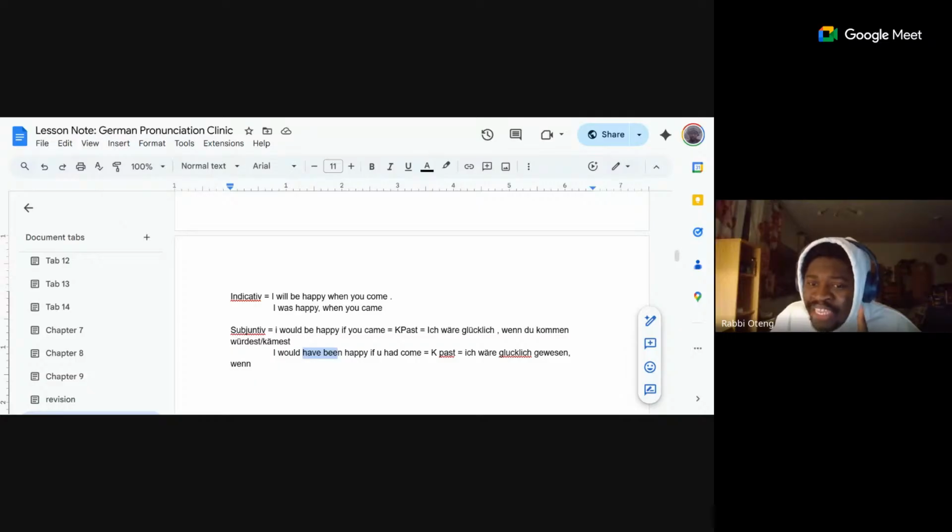In this sentence it would have been, not would be. When you say it's glücklich, it still means I would be happy. But in this sentence, I would have been happy. So you need the present perfect or the past participle of sein, because we are talking about the past. I would have been happy. The present perfect in the indicative is ich bin gewesen, I have been. I have had will be ich habe gehabt.